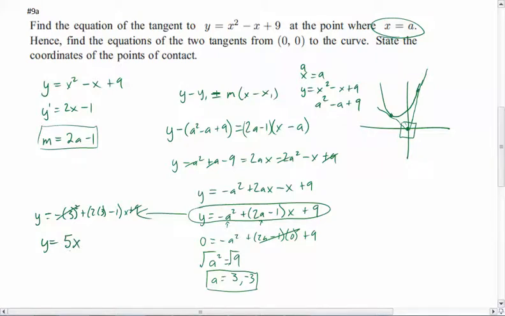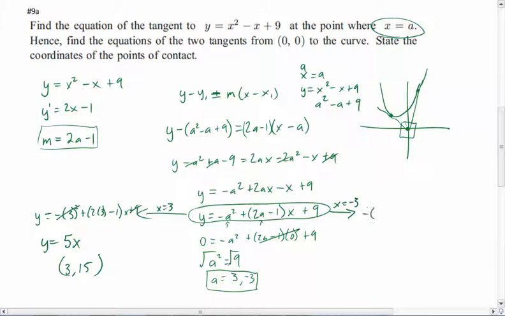All right, so there's one equation. And then x is 3, so that would be 3 comma 15, which is the point of contact. And then on the other side we'll do the negative 3. So this was x equals 3. Now I'll do x equals negative 3.